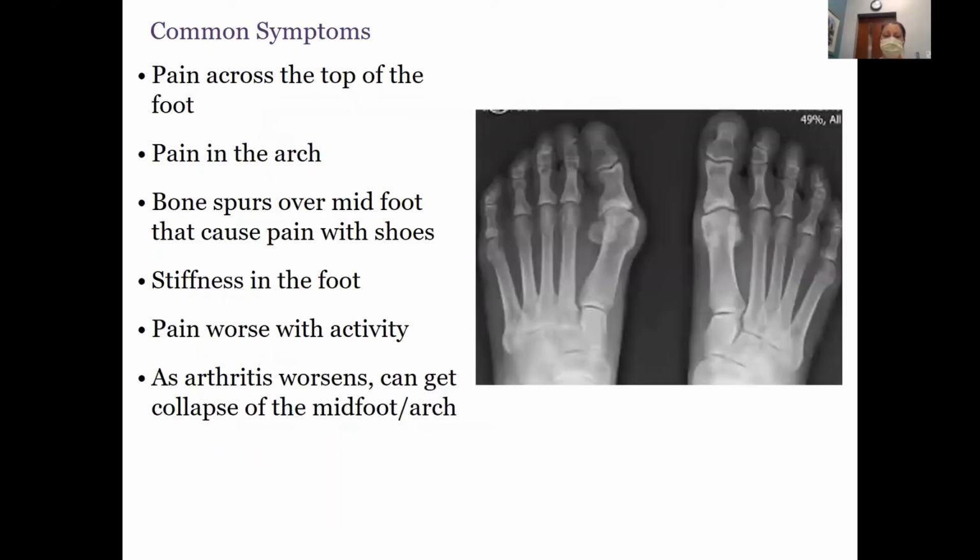Most commonly, what we see is pain across the top of your foot. You may also have some bone spurs, or you may have problems with tight shoes, or if you're tightening your laces over the top of your foot, you may feel pain. With time, as this progresses, you may see some collapse of your arch in kind of end-stage severe cases.